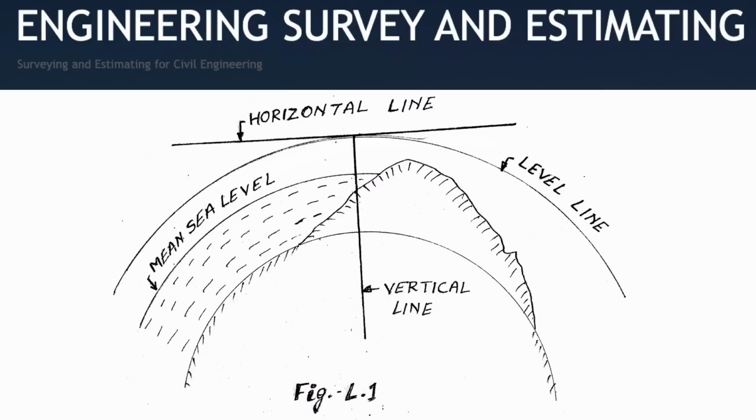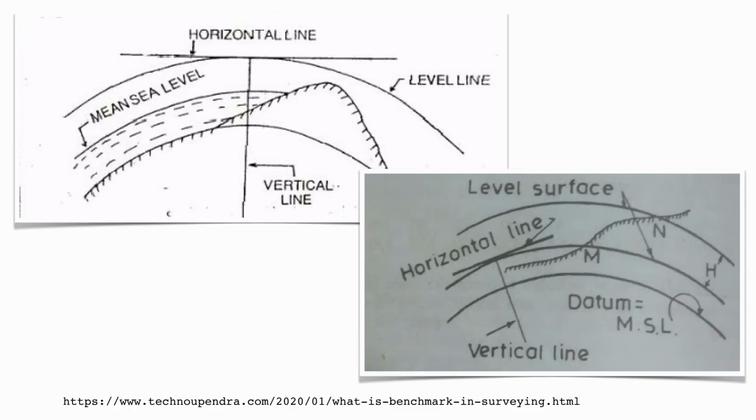This next one, from Engineering, Surveying, and Estimating, shows a curved level line following mean sea level, with horizontal and vertical being perpendicular to each other, again, a local phenomenon, where your vertical line can be established with a plumb bob. And lastly, we have two images from Techno Upendra in an article on using benchmarks in surveying.